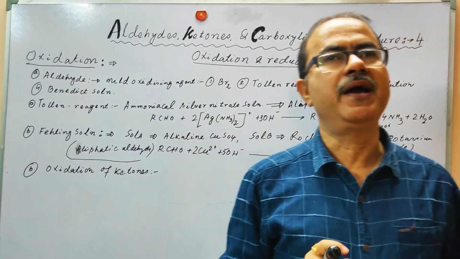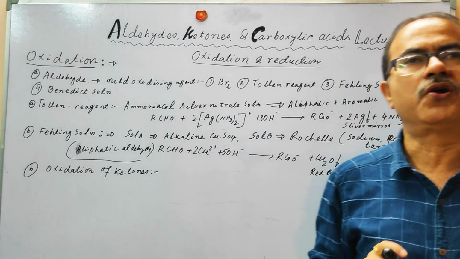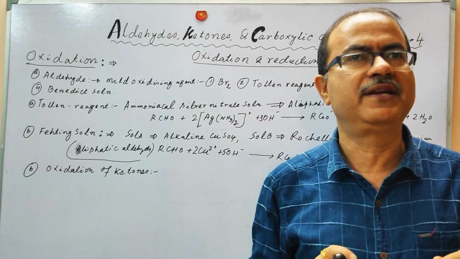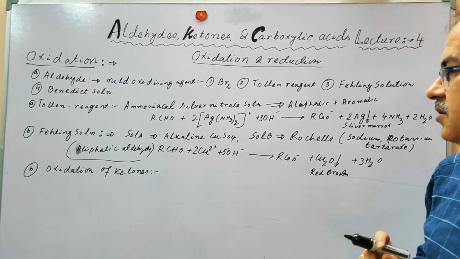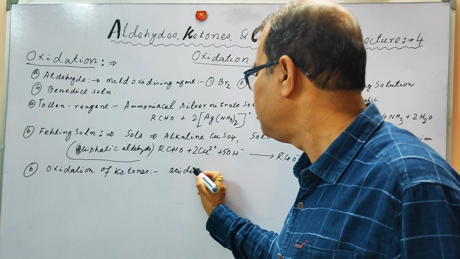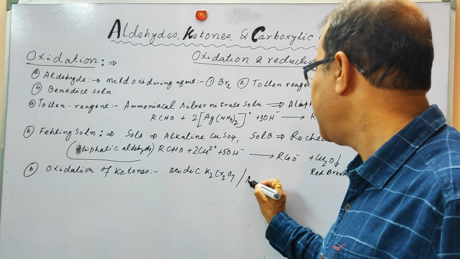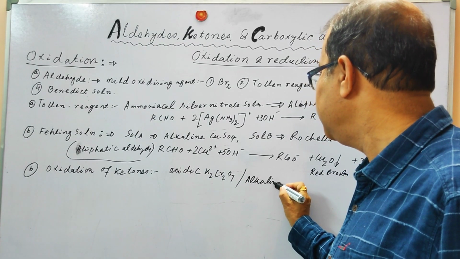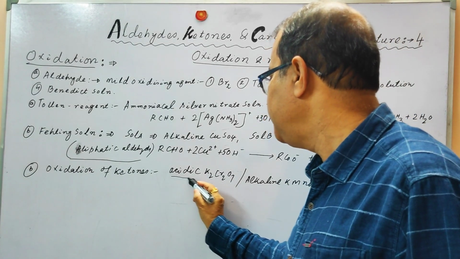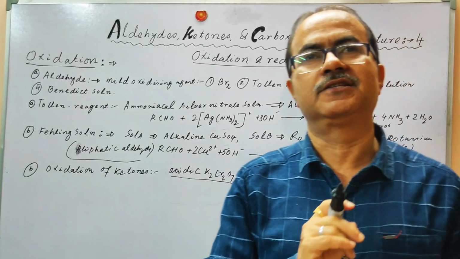Ketone cannot be oxidized by a mild oxidizing agent like your Tollens' reagent, Fehling's solution or Benedict's solution. It requires very vigorous conditions, that is, we require a very strong oxidizing agent, like acidic K2Cr2O7, right, or alkaline KMnO4.